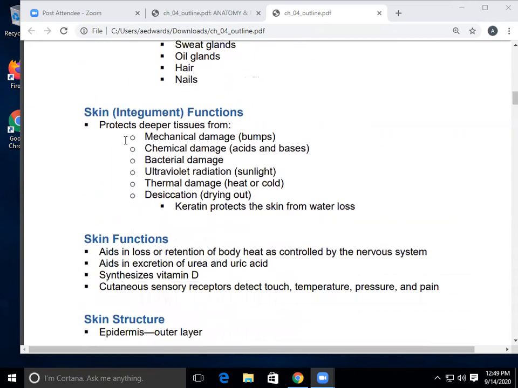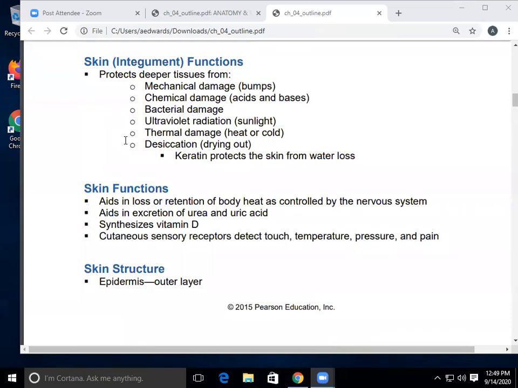So what does your skin do? It's a layer of protection for the tissues underneath. Okay, it can prevent what we call mechanical damage. You get a bump or you hit something. Protects you from different chemicals like acids and bases. So if you got an acid or base on your skin, it would damage your skin, but that's better than it damaging the inside of your body, if that makes sense.